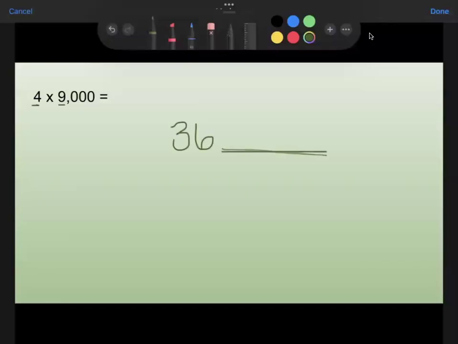And then at the end, I'm going to add however many zeros were in the original problem. So 4 didn't have any zeros, but 9,000 had 3 zeros. So I'm going to add 1, 2, 3 zeros to the end. So the answer, whichever way you decide to do it, would be 36,000.